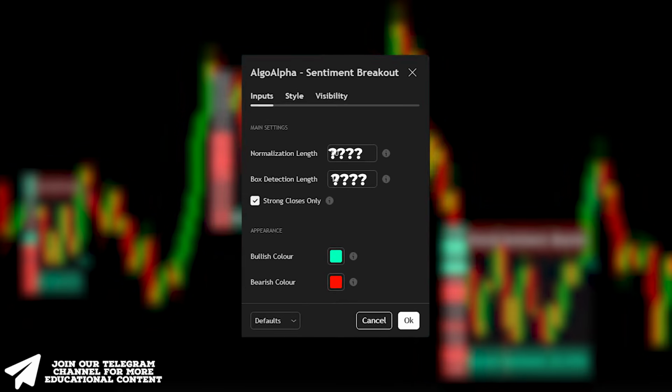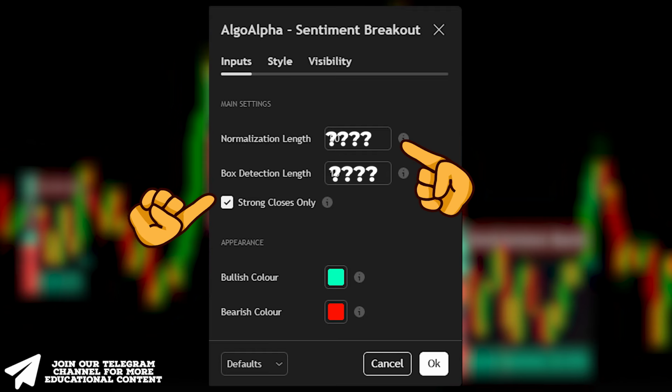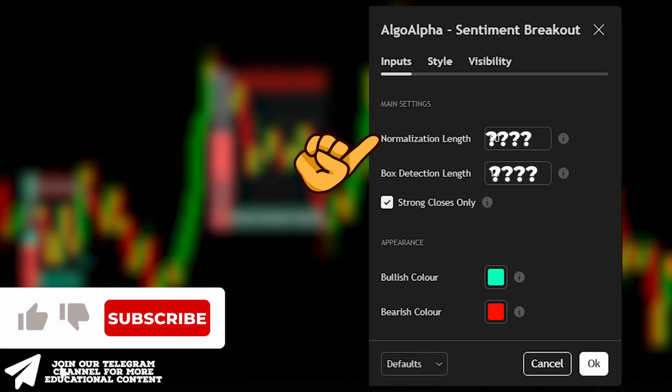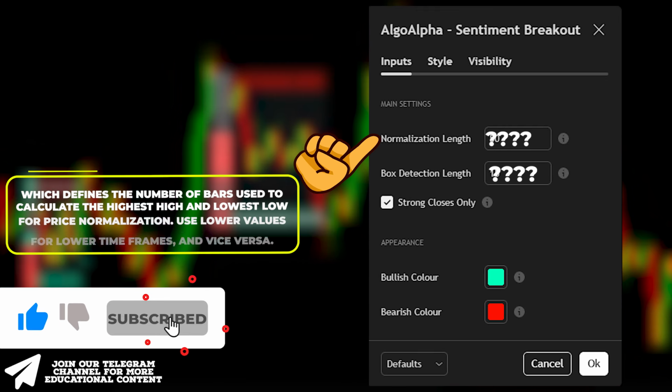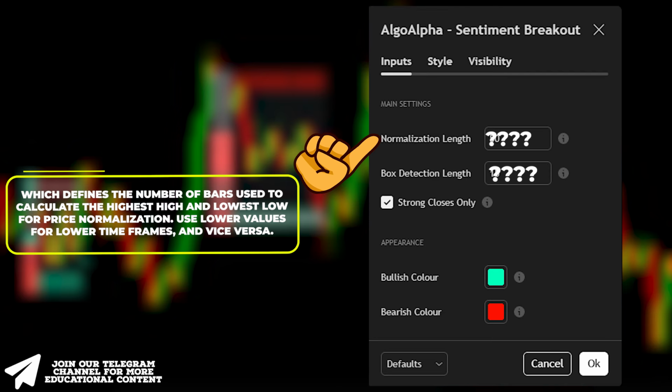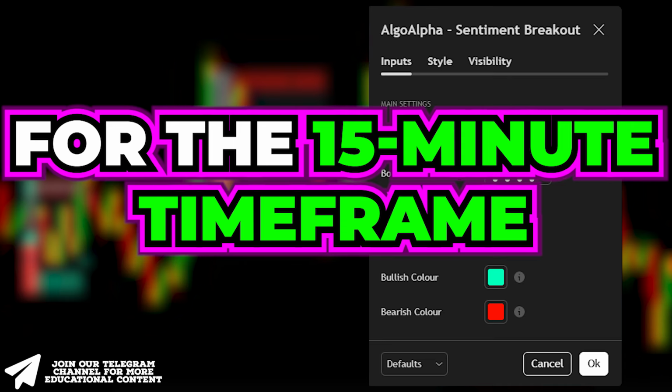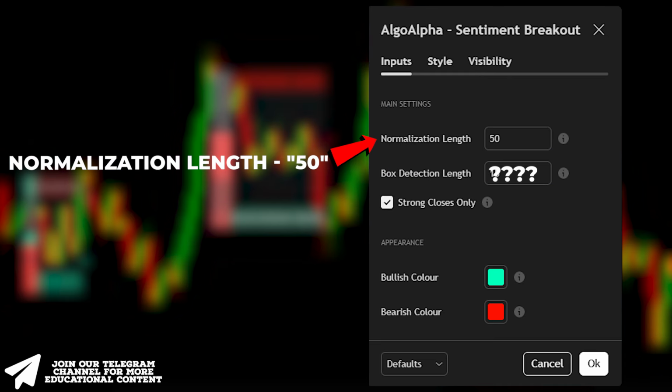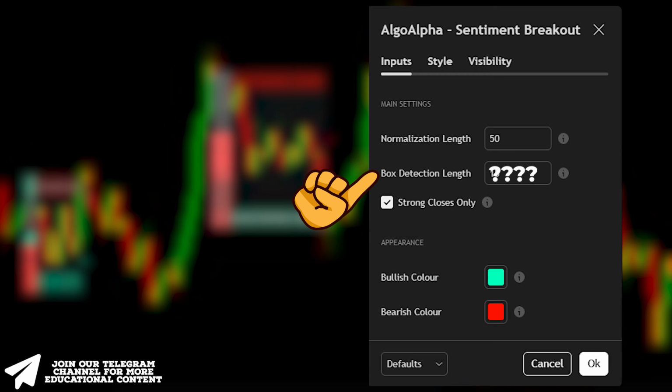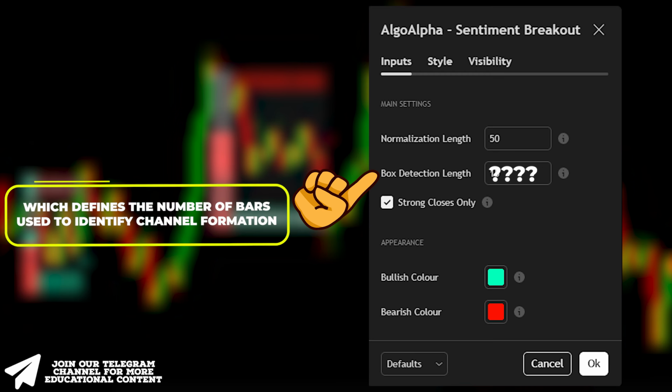So, open the Inputs tab, and we have only two parameters to work with. The first one is the normalization length, which defines the number of bars used to calculate the highest high and lowest low for price normalization. Use lower values for lower time frames, and vice versa. For the 15-minute time frame, lower the value to 50. And the second one is box detection length, which defines the number of bars used to identify channel formation.